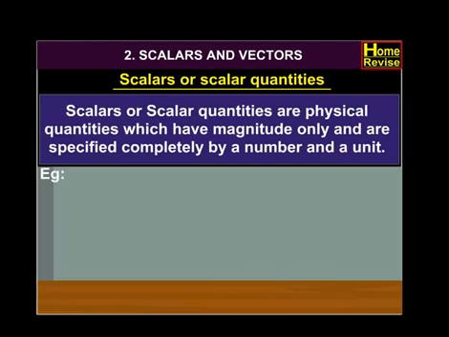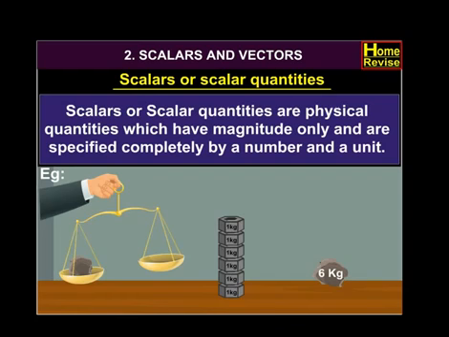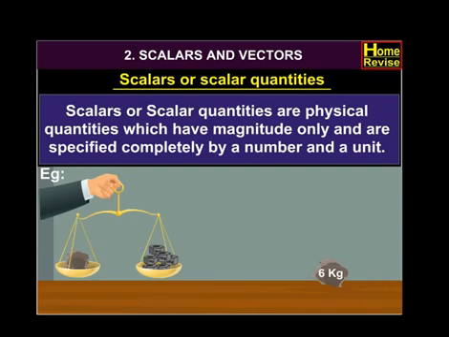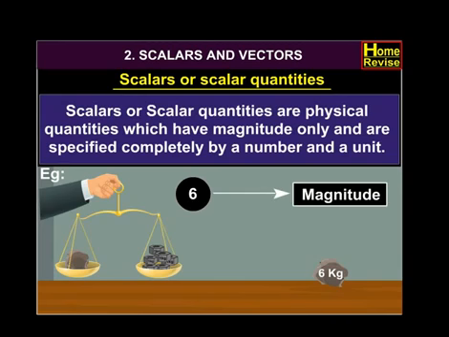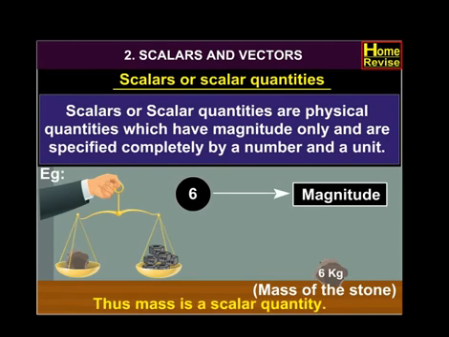For example, when we say that the mass of a stone is 6 kg, it indicates that the stone is 6 times heavier than a certain standard unit, kilogram. Thus, the number 6, which is the magnitude, and the unit kilogram gives us a complete idea about the mass of the stone. Thus, mass is a scalar quantity.